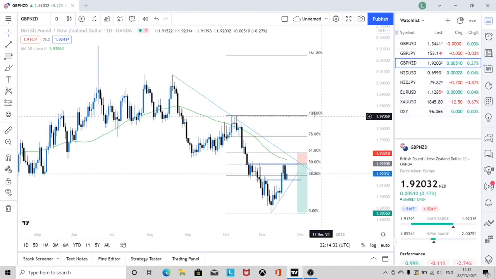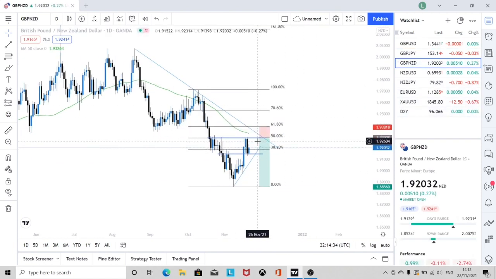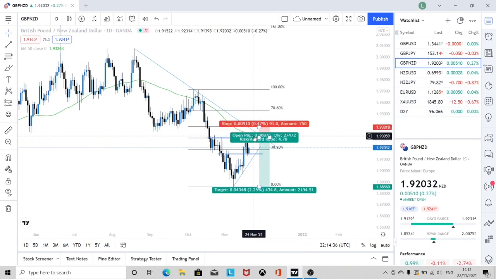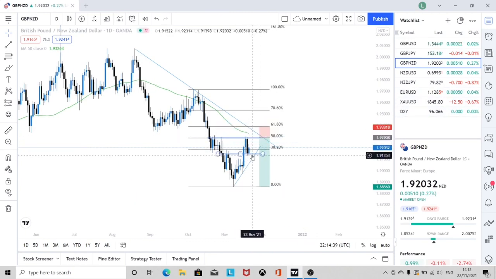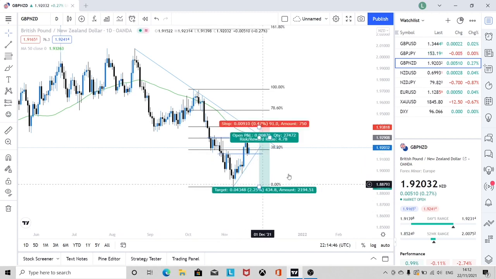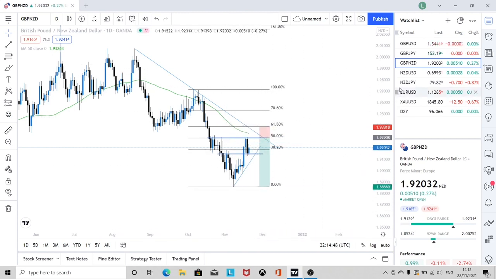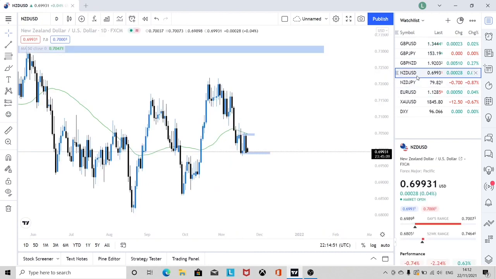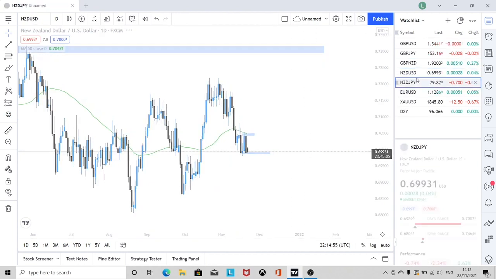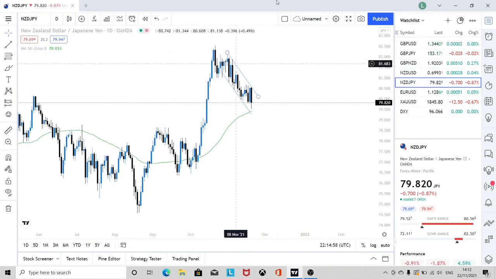GBP NZD, once again, I want to come up around this area again if we can. If not, I want to break this support zone here and retest the trend line, the shorter term trend line, and that resistance, and then take price back down to where my take profit is currently on your screen. NZD USD, choppy, double bottom, not too sure at the moment. NZD JPY, a little flag pattern, so once we can break out this descending channel, looking for buys. When or where that will happen is anyone's guess.